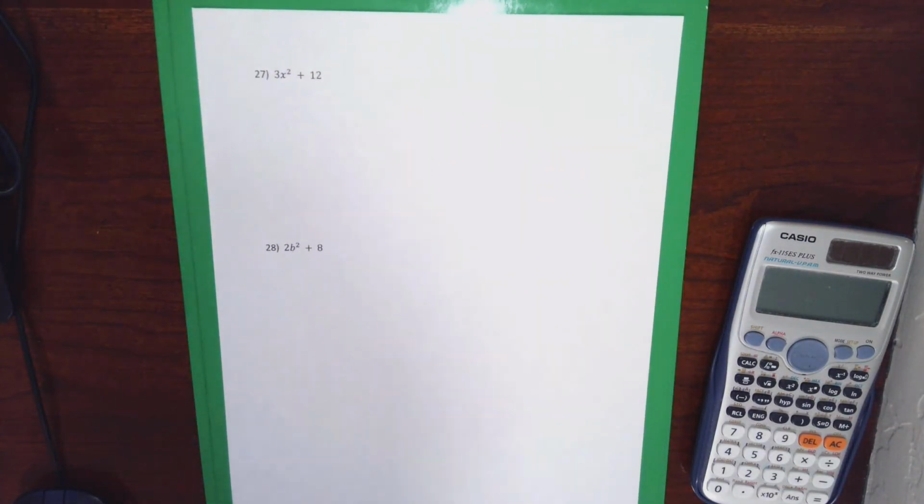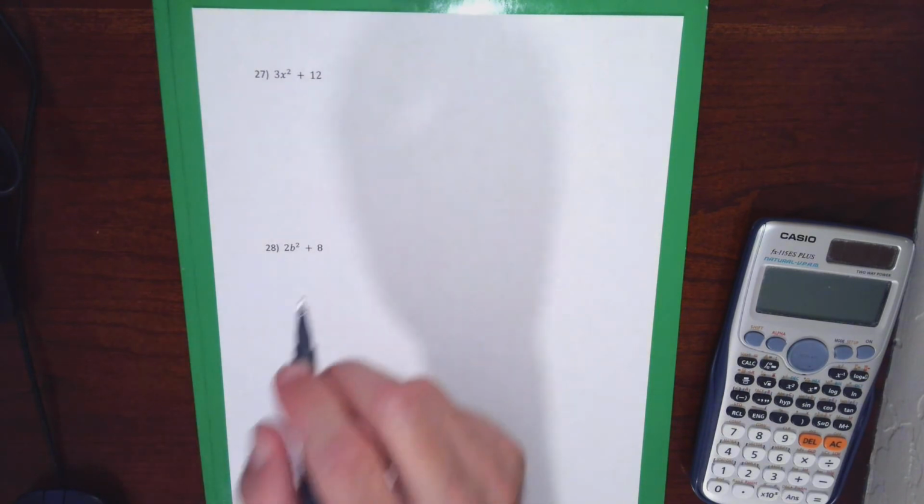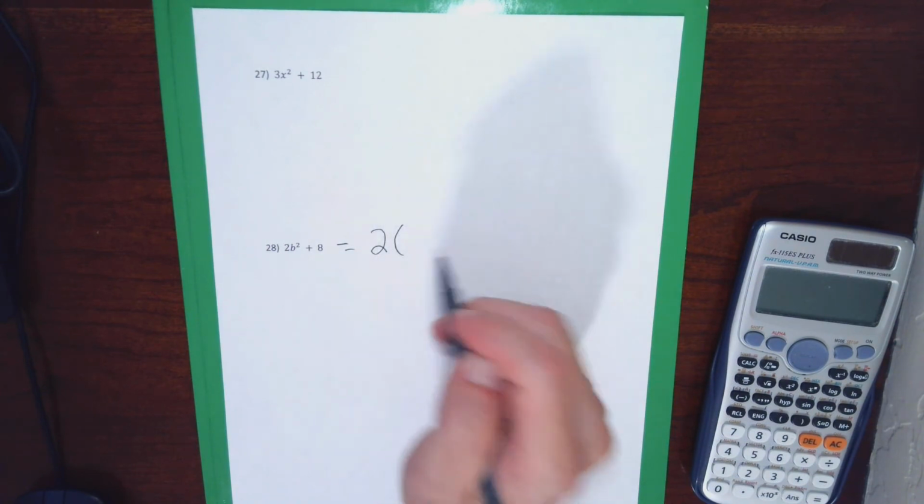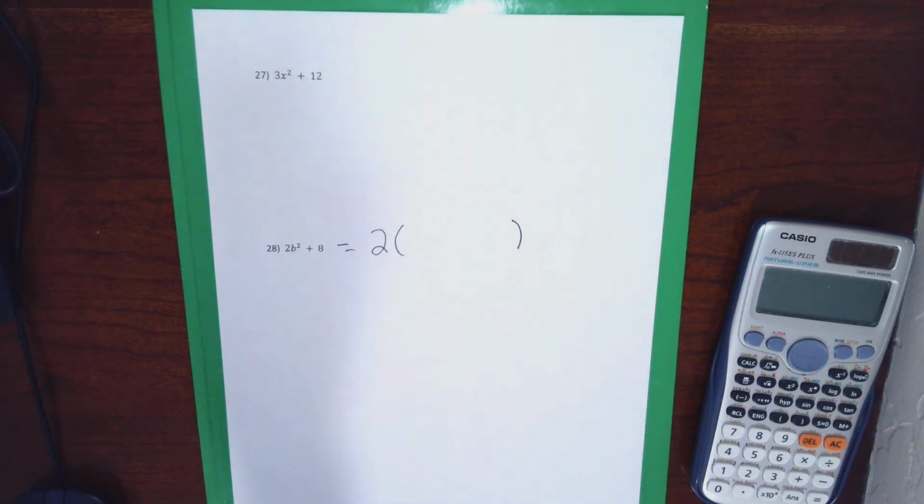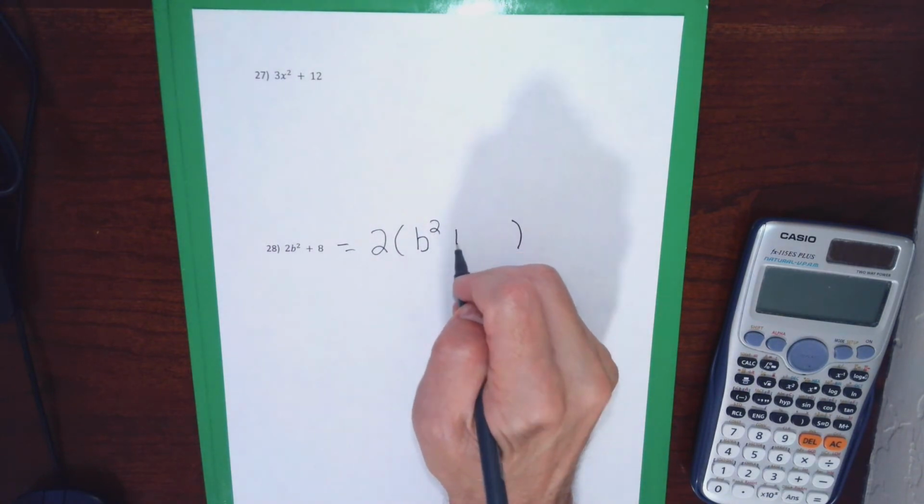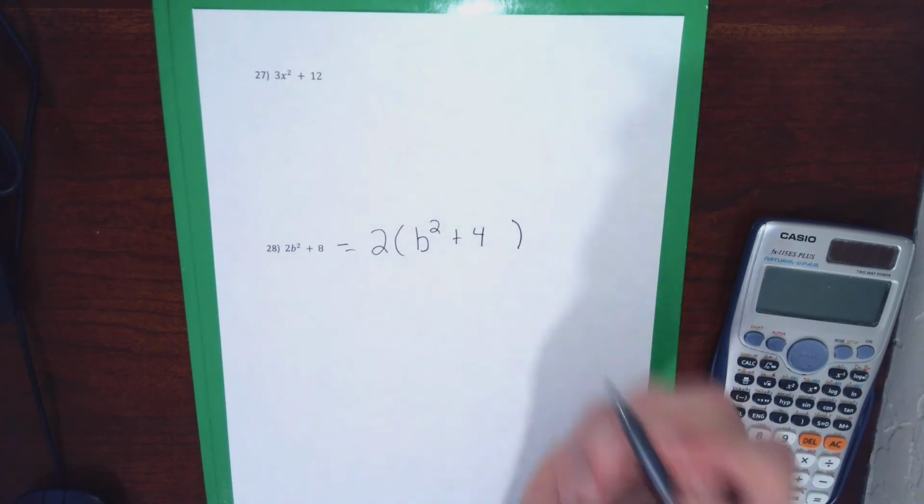For 27 and 28, they're real similar to problems 25 and 26 in that there's a common factor that just has a number that doesn't have a variable. In problem 28, I look at the 2b squared plus 8, and I know that there's a common factor, and I know that the first step of any factoring problem is to remove a common factor if there is one. So I glanced at 28, figured out there's a common factor of a 2. I factor out the common factor of a 2, and I'm left with a b squared plus 4.